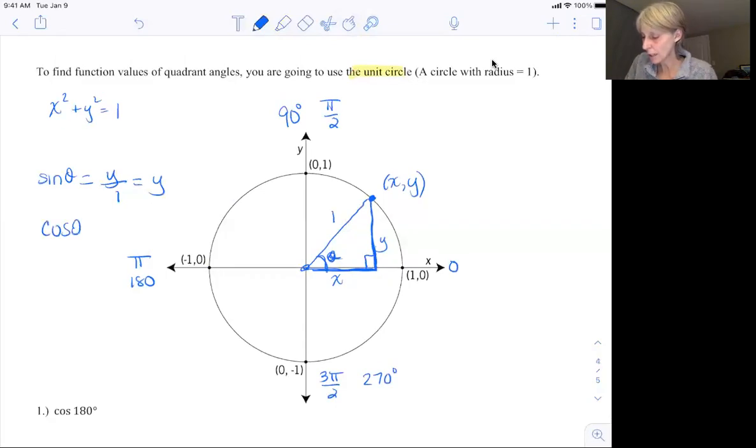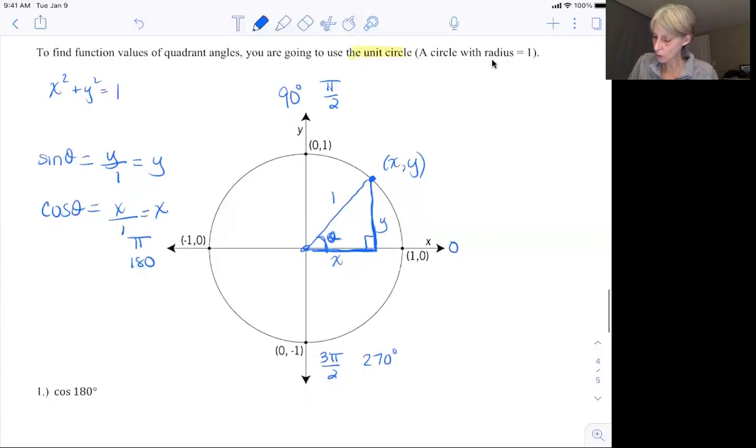The cosine of theta equals x over 1. So the cosine is the x value of a point on the unit circle. And then we also know that the tangent is sine over cosine. So our tangent can be found using the x and y values from the point. You might find it convenient, because the x value of our point at each quadrant angle corresponds to the cosine of that angle, and the y value corresponds to the sine.